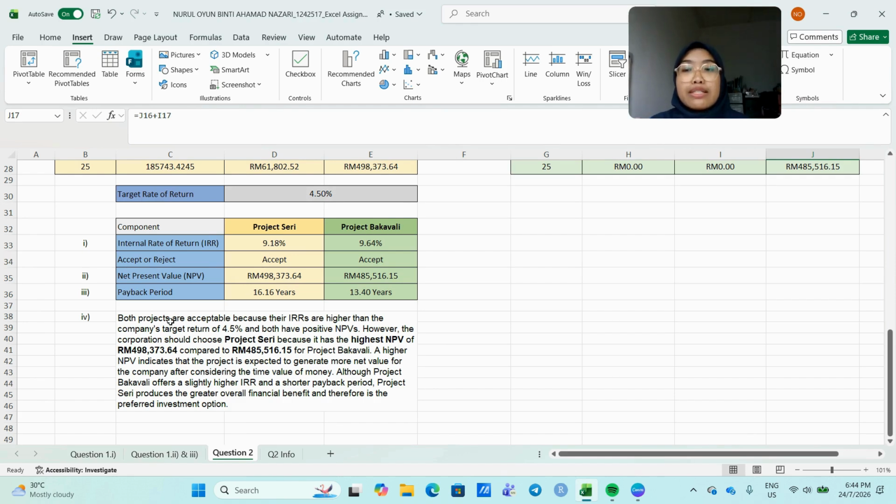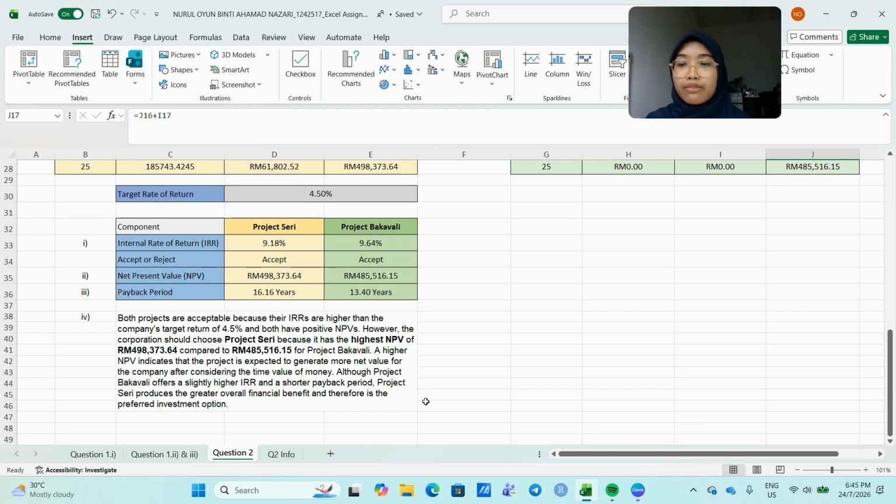So, the answer is both projects are acceptable because their IRRs are higher than the company's target return of 4.5% and both have positive NPVs. However, the corporation should choose Project Seri because it has the highest NPV of RM498,370.64 compared to Project Bakabali.